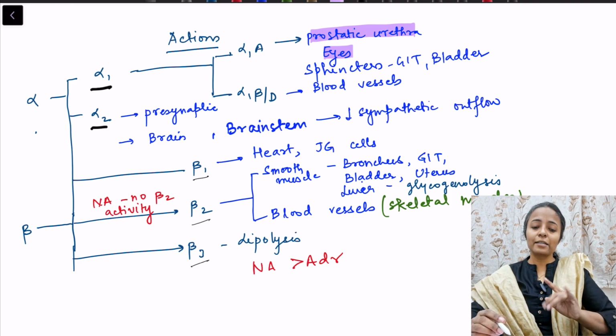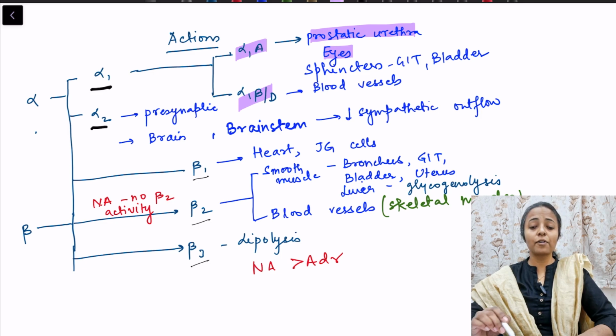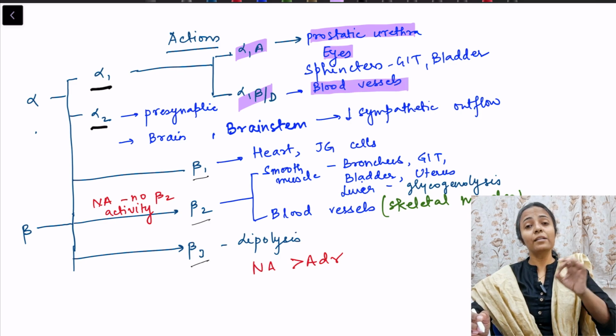Then, you see, alpha 1 is further divided into alpha 1A and alpha 1BD. I was talking about alpha 1A, which is present in the prostatic urethra and eyes. Alpha 1BD is present in blood vessels, and when stimulated it causes vasoconstriction.